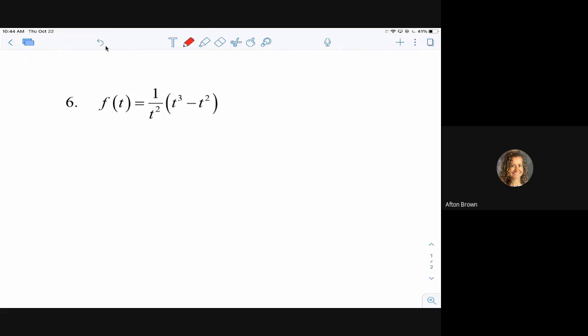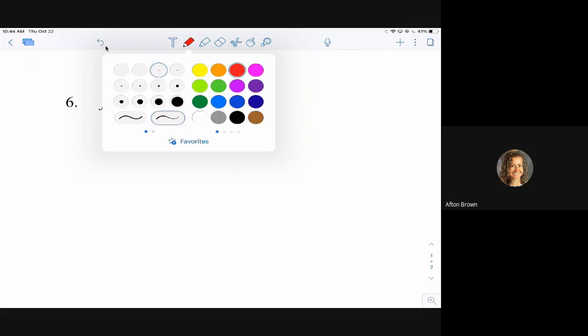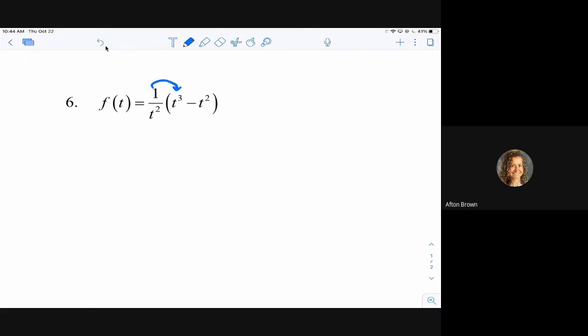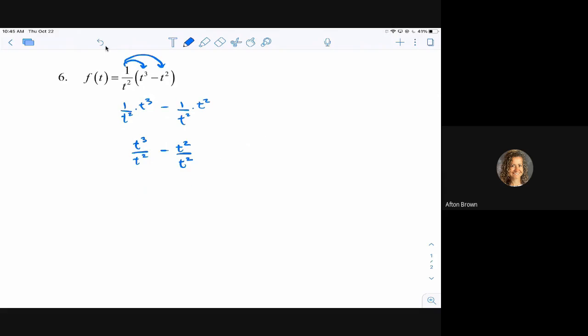You could use product rule, but if I can avoid product rule, I will always avoid product rule. So if I distribute and simplify first, then the derivative is pretty easy. If I distribute it, I've got 1 over t squared times t cubed and 1 over t squared times t squared. But we really could just write those as one fraction, like t cubed over t squared and t squared over t squared. What is t cubed over t squared? T. So that first fraction just reduces to t.